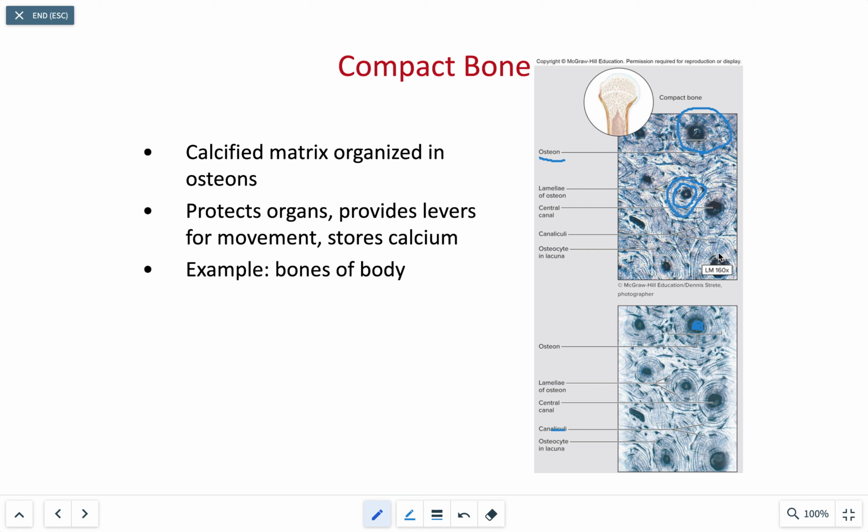So every osteocyte that's located in these concentric rings is sharing nutrients and disposing of waste products, and all that material is coming from the blood vessels that are coming up through the central canal. That concludes the lecture on supporting connective tissue.